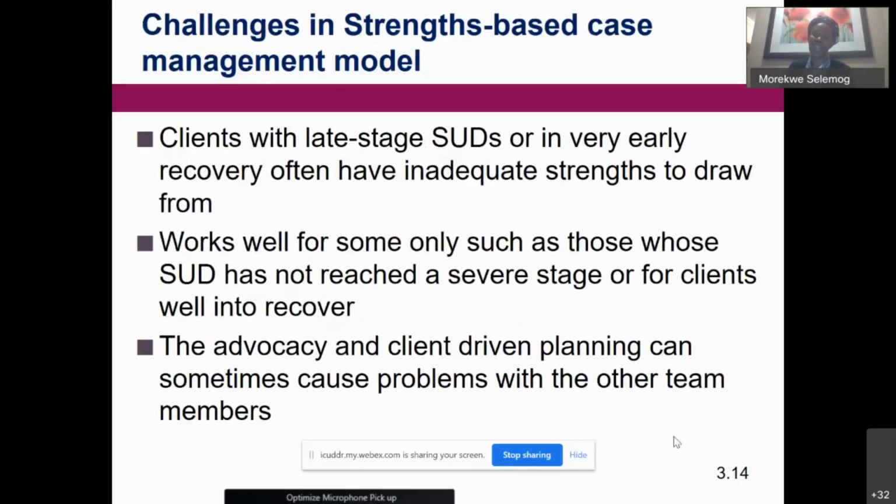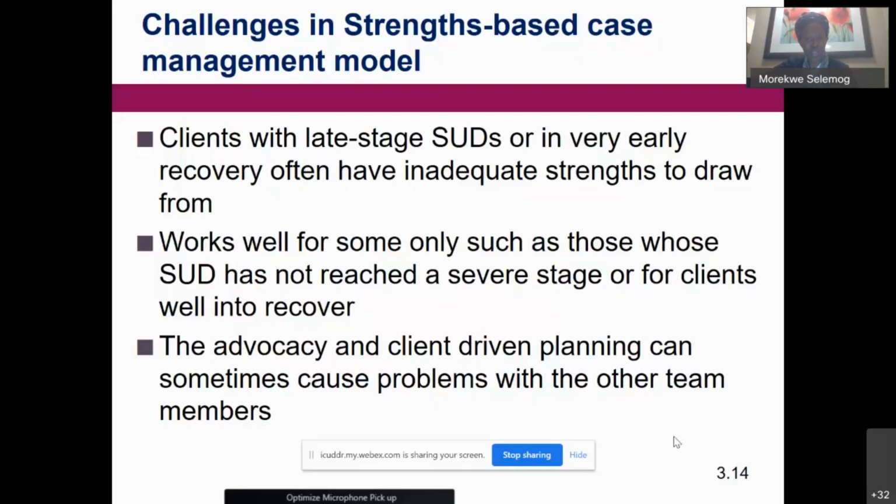There are, of course, challenges and drawbacks with all the models, and the same is true with the strength-based model. Clients in late stage or very early recovery are likely not to have a lot of strengths that they can draw from. And I want to highlight that it might not be that they have inadequate strengths, but that they are not able to see the strengths because they are in early recovery. And so it is the work of a clinician, not the case manager, to help them see that. Therefore, it might be challenging for the client to use this type of model to facilitate acquisition of resources.